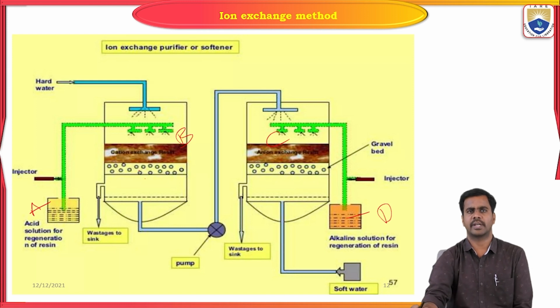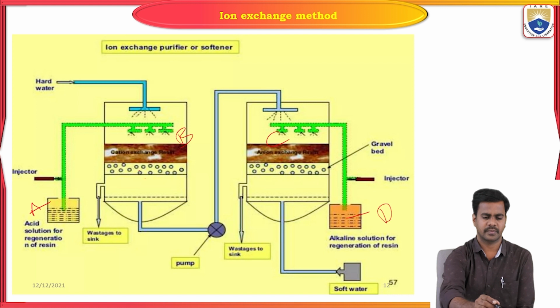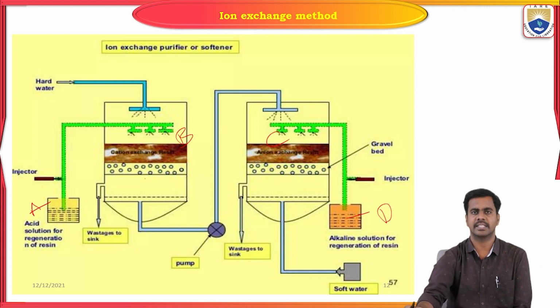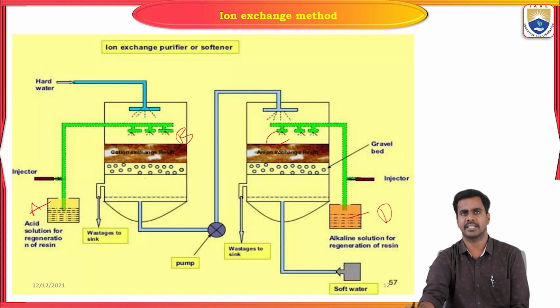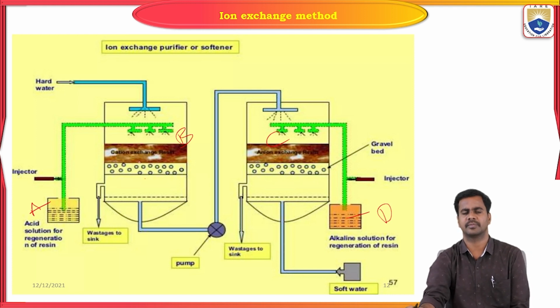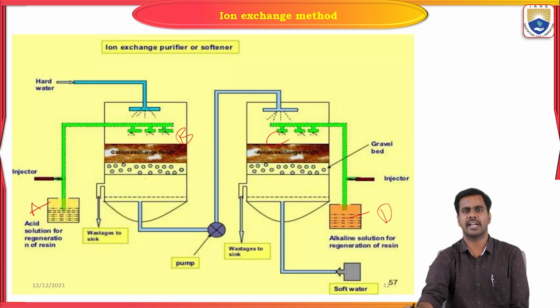Out of these 4 tanks, tank B contains cationic exchange resin. Tank C contains anionic exchange resins. These exchangers are fitted at the middle of the tanks.